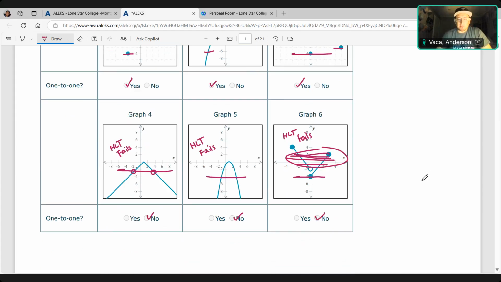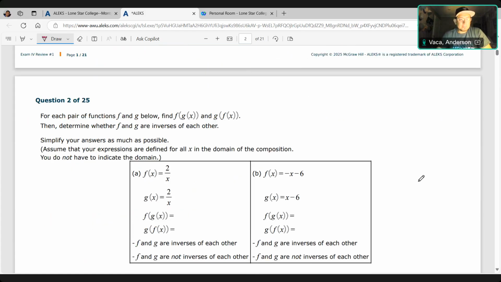Okay, moving on to example 2. For each pair of functions f and g below, find f of g of x and g of f of x. Okay, let's look at some definitions first. F of g of x. What's happening here is that we have an entire function g, and that is going to be placed into f.